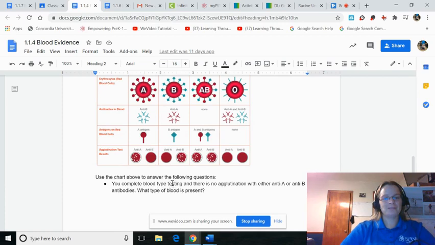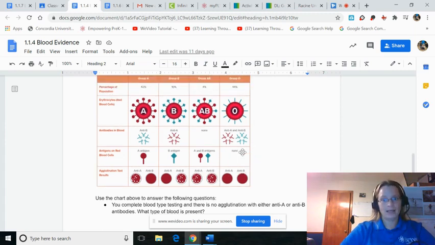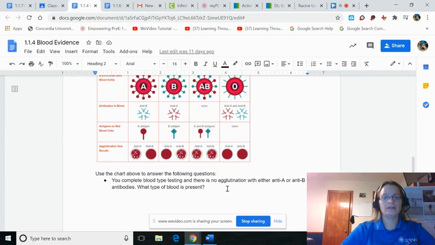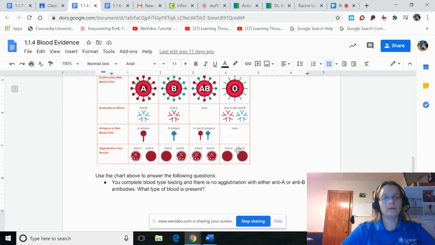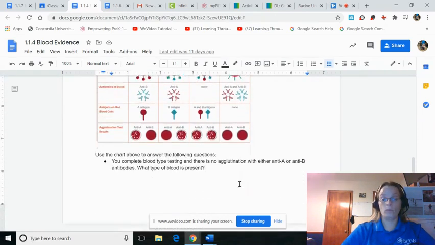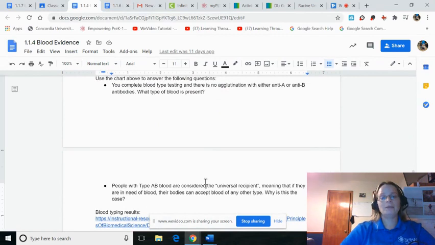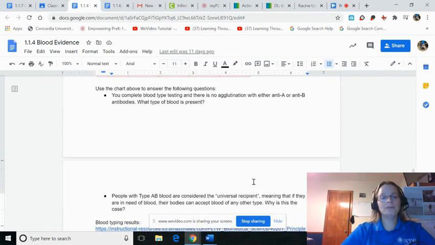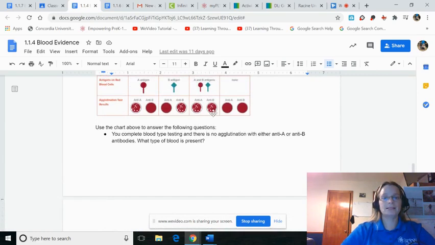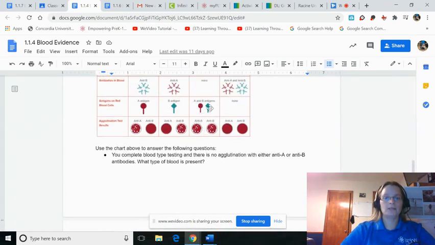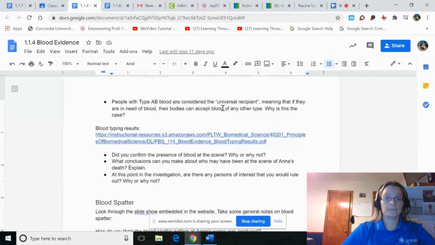Fun word. So you complete the blood typing and there's no agglutination. Agglutination means clumpiness. So you look where there's no clumpiness, and that's type O. A lot of people got that wrong. If there's no clumping with either A or B, it's type O. People with type AB are the universal recipient because they have both A and B. So they don't react with anything.